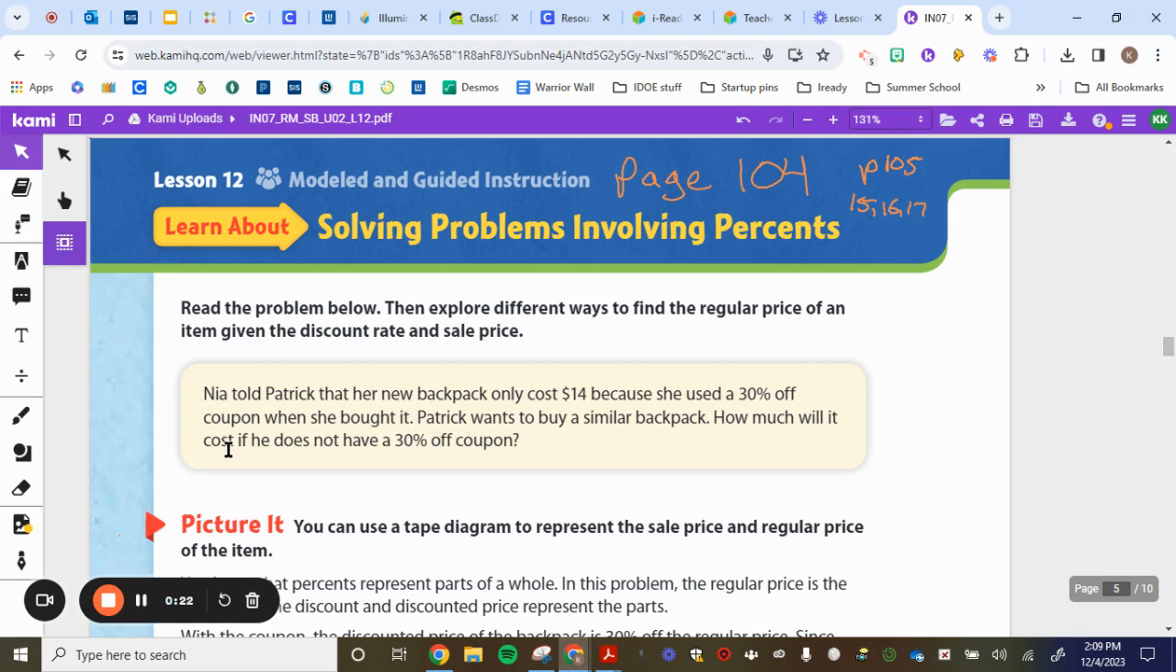But because I'm doing the proportion way, we're going to do all of page 104, and then on 105, we're only doing 15, 16, and 17. So we're skipping the questions that have to do with the equation.